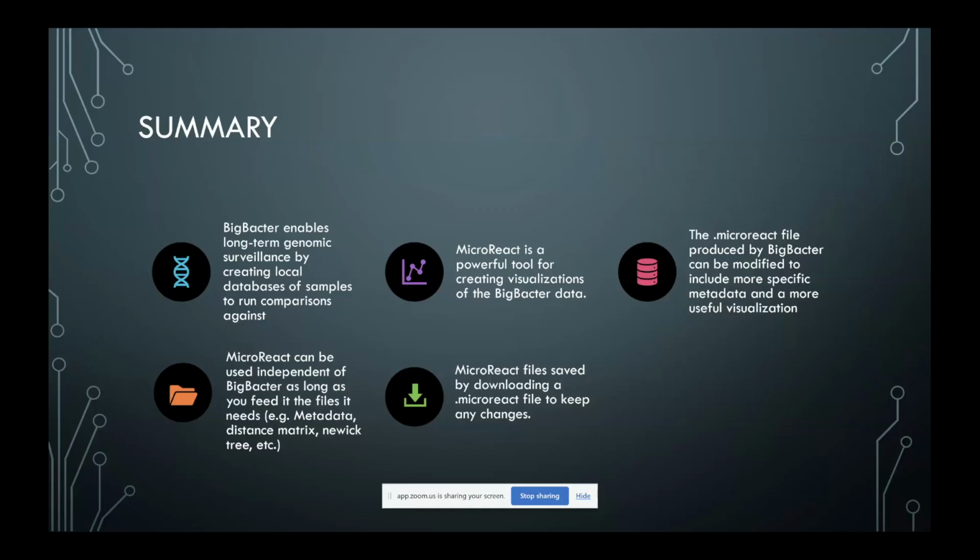And finally, I didn't include this in the last part, but you can save the MicroReact file by downloading it as a .microreact file once you've made any changes to keep those changes.